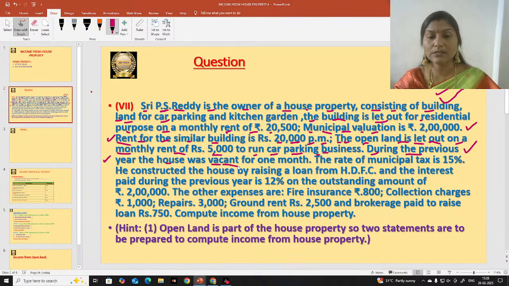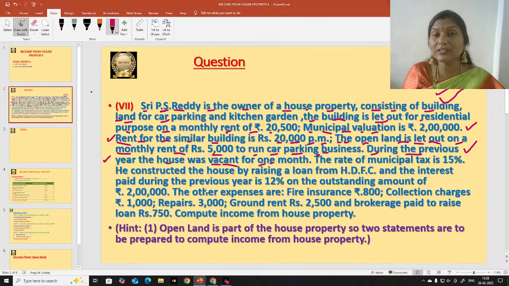Okay, the house was vacant for how many months? One month. So in a one month period, the tenant was not there in the house, so the assessee could not receive any rent. Whenever the house was vacant, he won't receive any rent from that. So how many months actually the house was vacant? That is very important, because in the actual rental value calculation, we should consider that point.